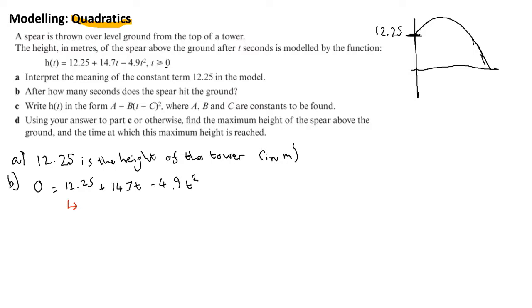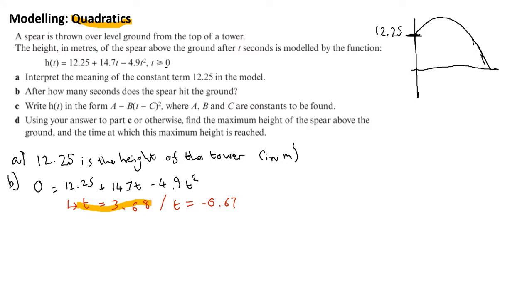So when we put that in, a is minus 4.9, b is 14.7, c is 12.25. And when we do that, we get either t equals 3.68, or we get t equals minus 0.67. Obviously, only one of those solutions can be correct. Which of those solutions must be correct is this one. t equals 3.68 seconds.